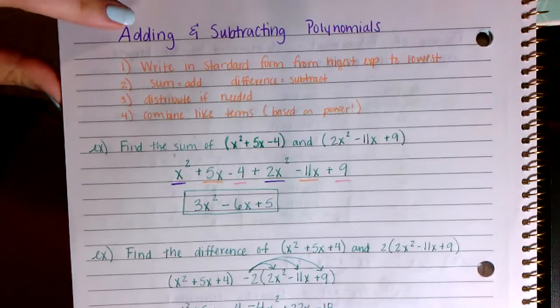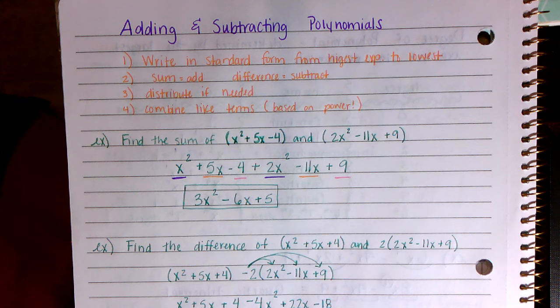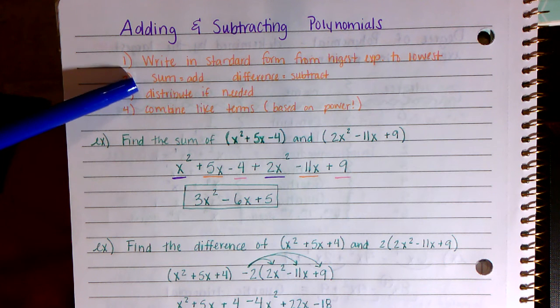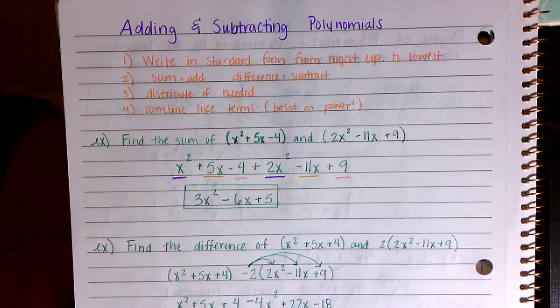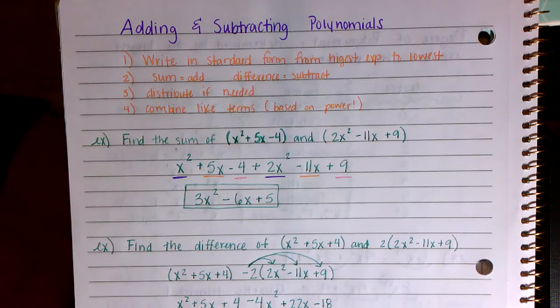So when we're adding and subtracting them, you want to write it in standard form. You want to go from your highest exponent down to your lowest. And then you want to either add things together if it says it wants you to find the sum of two polynomials, or you want to subtract them if it says it wants you to find the difference. If there's distribution that's happening where you have a number in front of your parentheses, make sure that you're distributing to get that simplified, and then just combine your like terms based on the power.